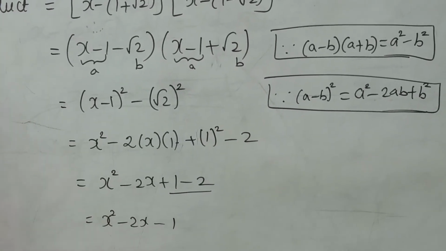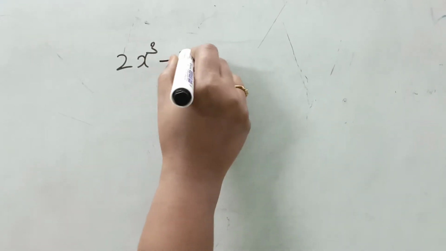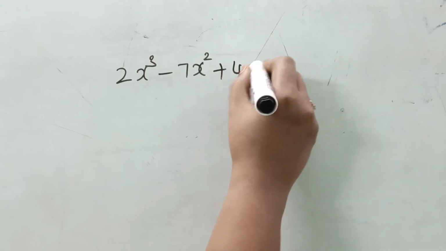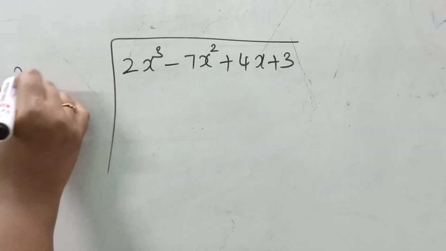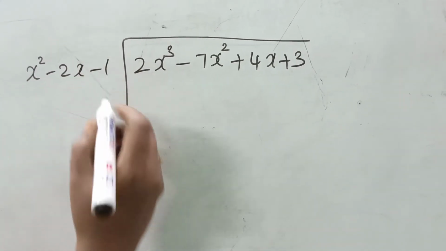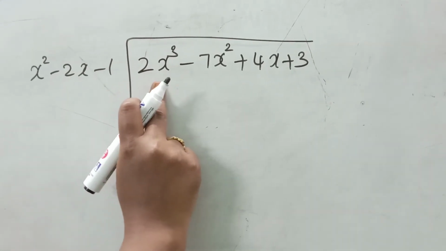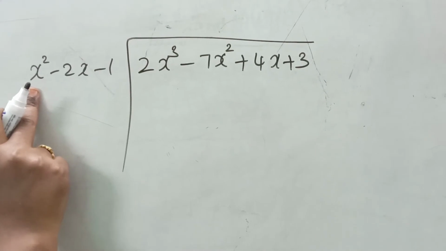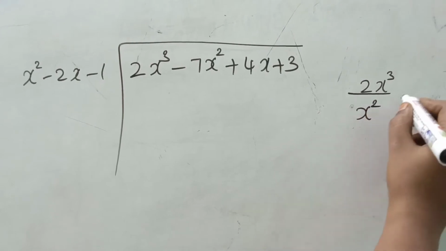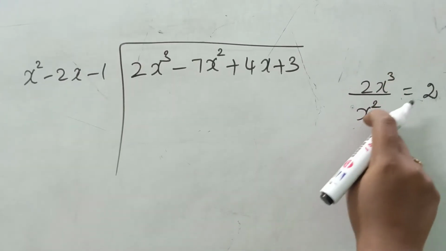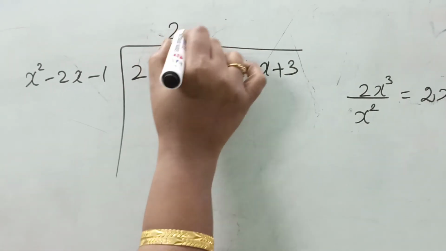Let us divide the equation. I am writing the given equation: 2x power 3 minus 7x square plus 4x plus 3. Then we found the product of the factors as x square minus 2x minus 1. How to divide these two polynomials? First we divide the first term of the dividend by the first term of the divisor. That is 2x power 3 divided by x square. X cube divided by x square is x. That 2x you should write in the quotient place.